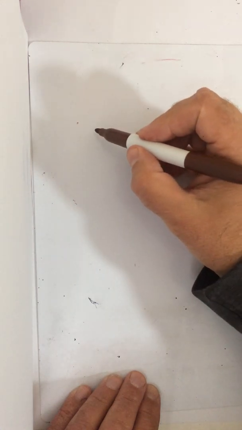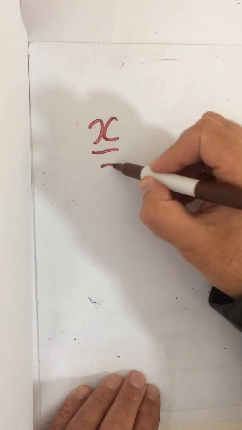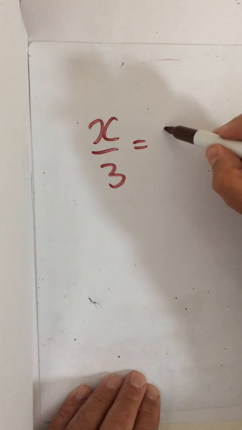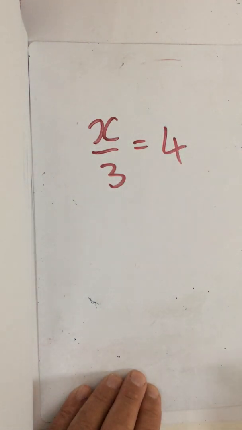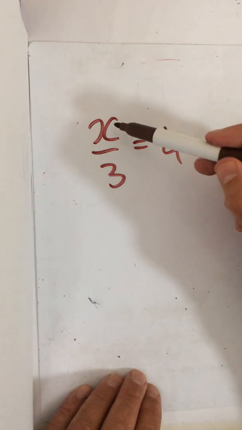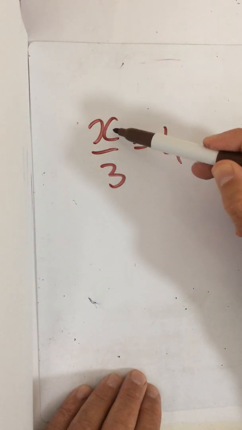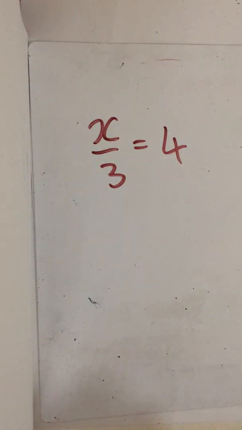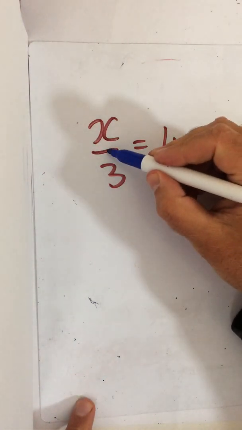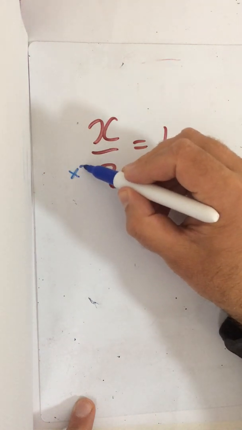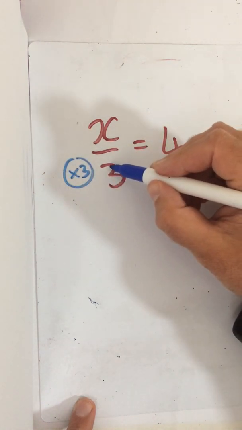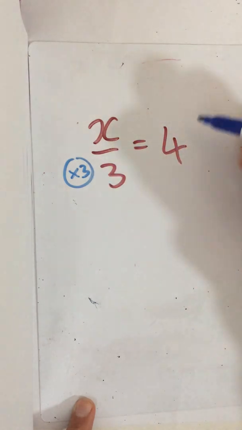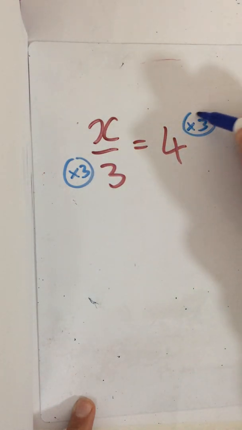Right, let's have a little look at some that are a little bit trickier. So say, for example, you've got x divided by 3 is equal to 4. Now this time it's x divided by 3. So what I have to do is the opposite of dividing. To get rid of this divided by 3, I'm going to times it by 3. Because I've timesed by 3 on this side, I times by 3 on that side.